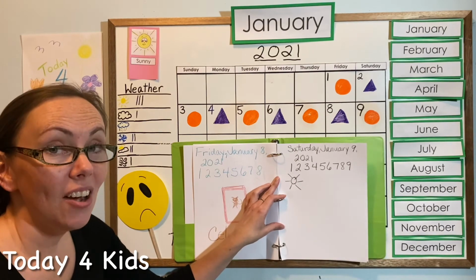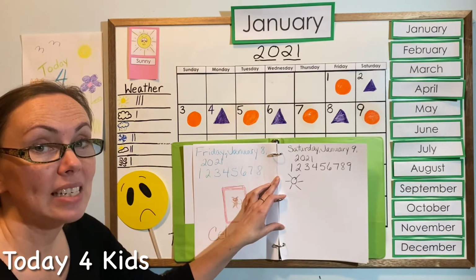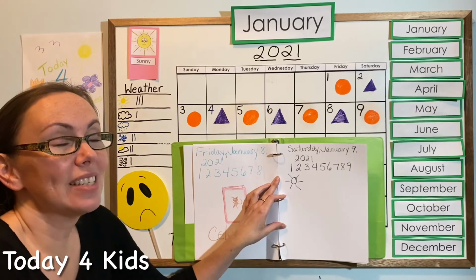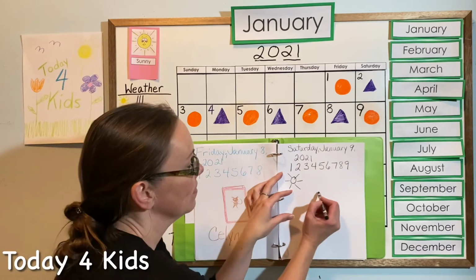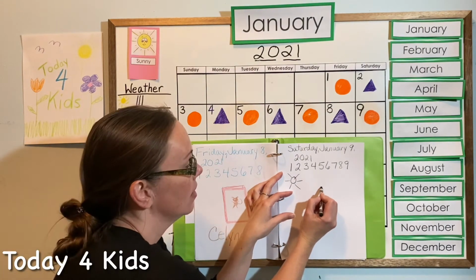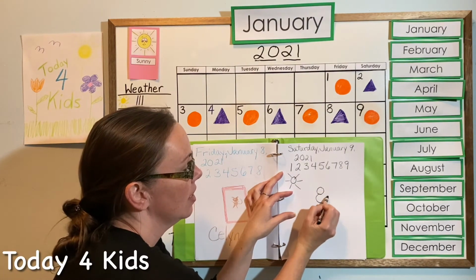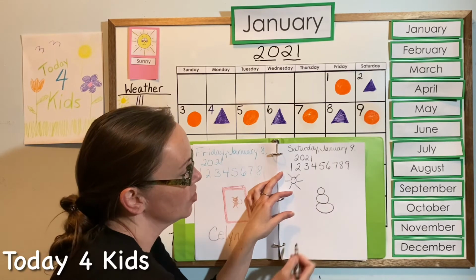And today on my agenda, I am planning to build a snowman. I am so excited that it snowed and we have all this fresh snow, so I'm going to build a snowman. So I'm going to draw one. I'm going to start with a little circle, a medium circle, and a large circle.